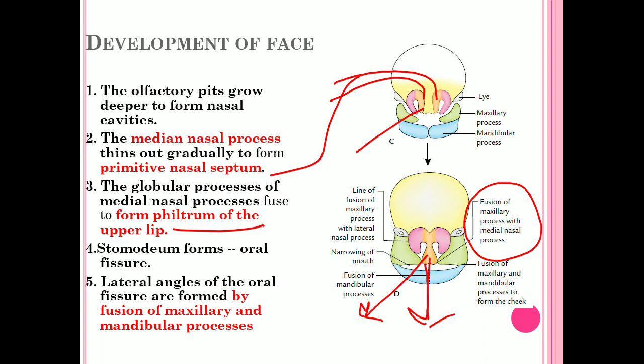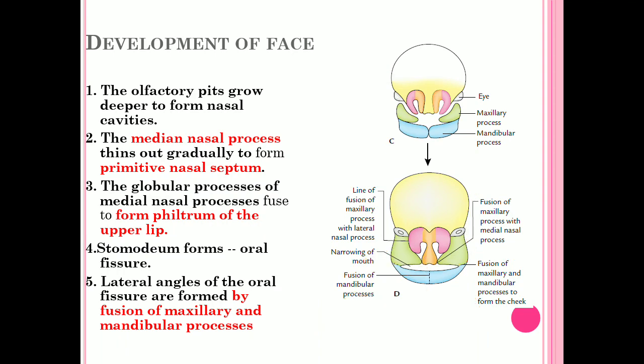And lateral nasal process, this pinkish one is the lateral nasal process. It fuses with the maxillary process. The greenish one is the maxillary process. So this maxillary process will fuse with the lateral nasal process, and medial nasal processes of both sides, they fuse with each other and they thin out to form the nasal septum in the upper part and philtrum in the lower part.